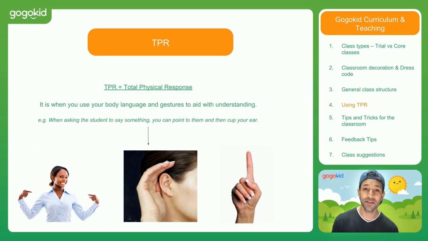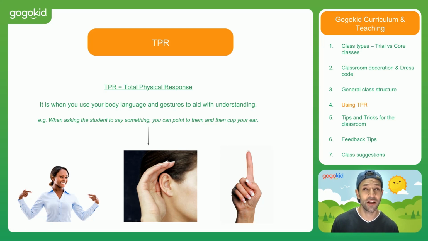One of the best tools that you have in your teaching arsenal, and one of the best tips that I can give you in regards to your teaching, is to use TPR. So what is TPR? Well, TPR stands for Total Physical Response, and it's when you use your actions and gestures to help explain whatever it is that you're trying to explain, okay? It's especially useful when giving directions to younger learners.